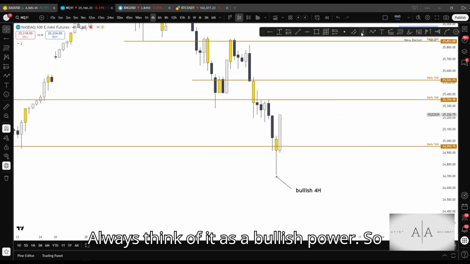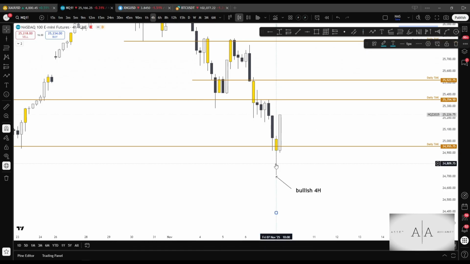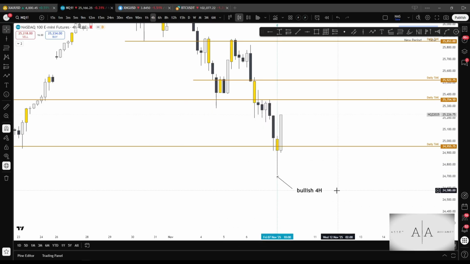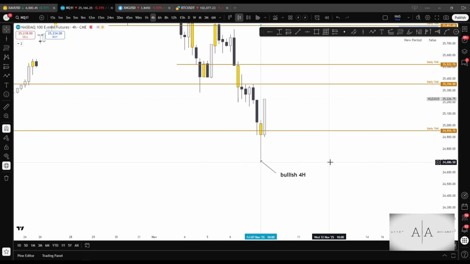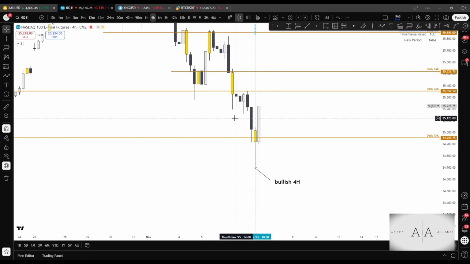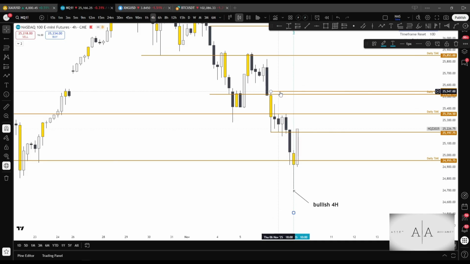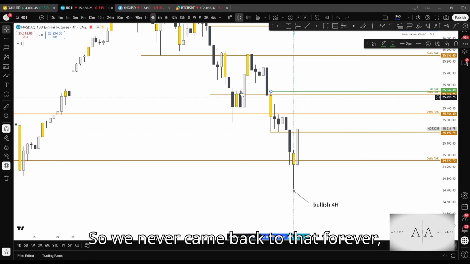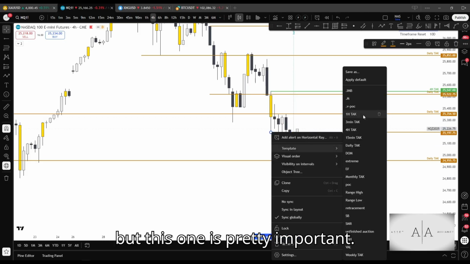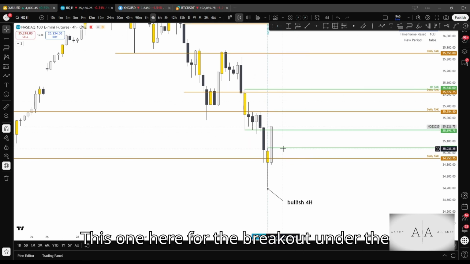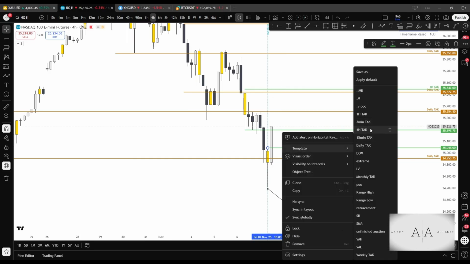Always think of it as a bullish 4-hour. So this is bullish 4-hour. Then got this and this. So we never came back to that 4-hour, but this one's pretty important. This one here for the breakout on the lower time frame.